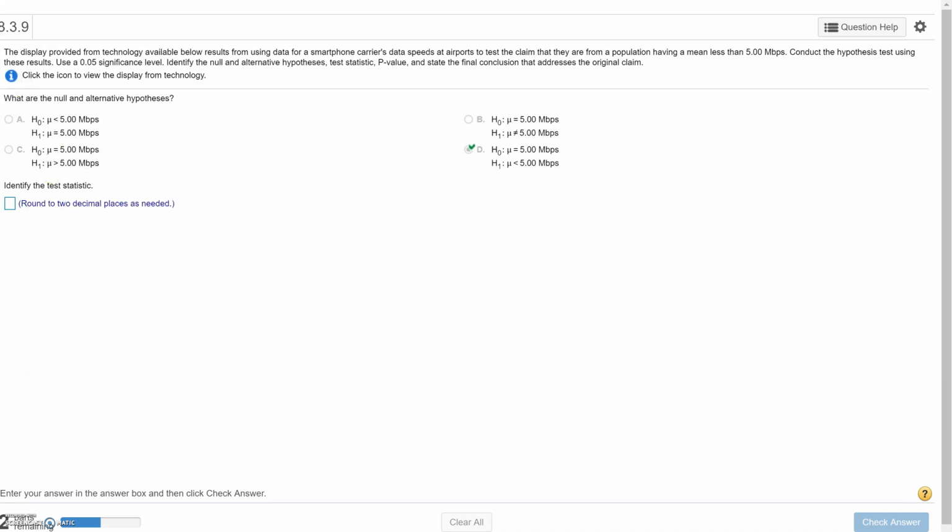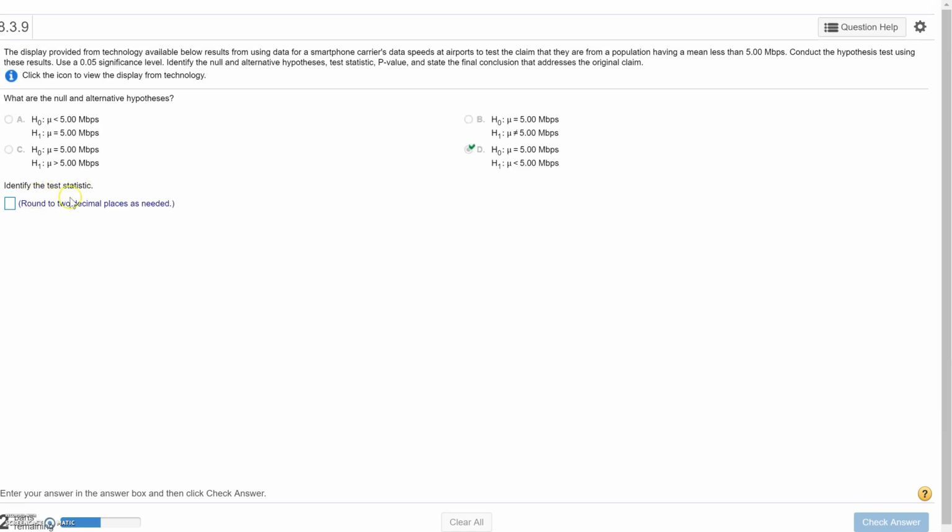Okay, so it says less than 5, so the null hypothesis always has the equal sign, so mu is equal to 5, and the alternative hypothesis is the claim in this case, and that would be less than 5, so D would be the correct choice.